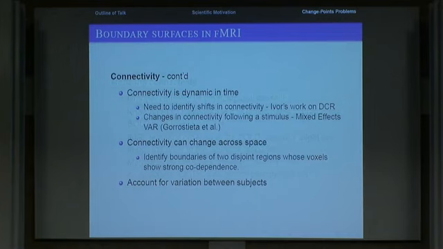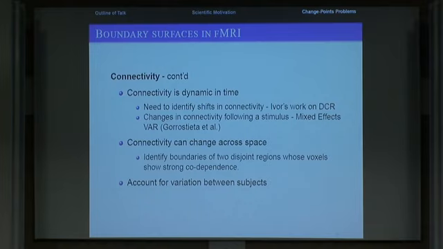Now, connectivity is of course dynamic in time. Here is where we want to look at changes over time with respect to connectivity. I will show this where you have these graphs of 15 ROIs, and depending on which time point you're in, you get certain connections between nodes, and then you lose them, you gain them over time. So it's changing over time. We need to identify shifts in connectivity, changes following a stimulus. We have some work on this on the mixed effects vector autoregressive model. But moreover, connectivity can also change across space.